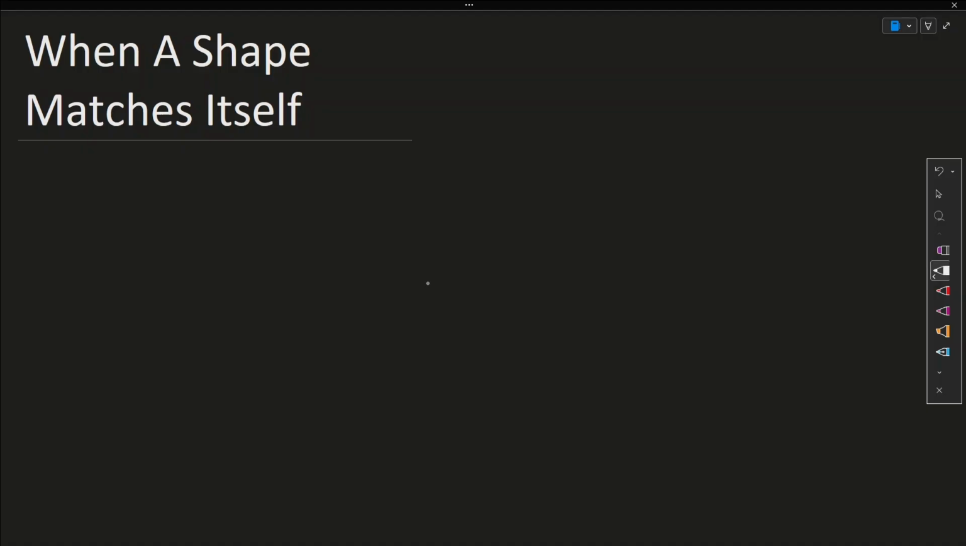Now, let's bring everything together with symmetry. A symmetry is a rigid motion of the plane in which the object and its image coincide. That means after the transformation, the image lands exactly on top of the original. So symmetry is not just any motion. It's a motion that makes the figure match itself. The two most well-known kinds of symmetry are reflection symmetry and rotation symmetry.